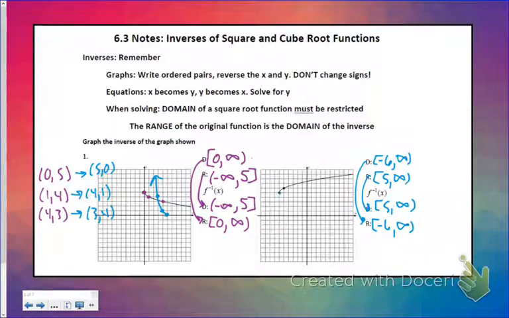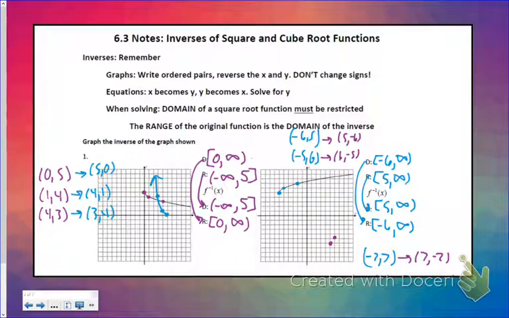All right, and then again, we just list our points and flip the x and y. So (-6, 5) is going to become (5, -6). Okay, (-5, 6) is going to become (6, -5). And then if I want one more point, I can use this one. So (-2, 7). I'll write it down here. So (-2, 7) is going to turn into (7, -2). Connect my dots, and there's my inverse.